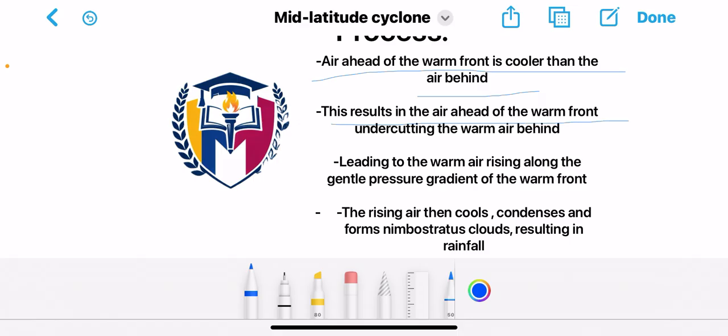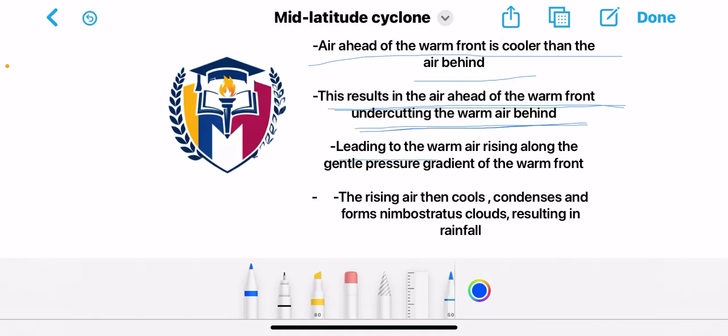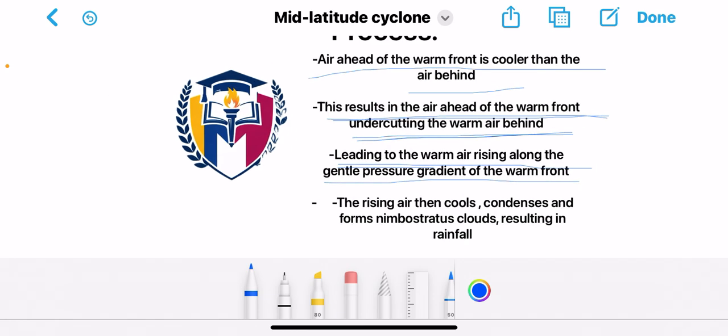This results in the air ahead of the warm front undercutting the warm air behind. Remember, the air ahead of the warm front is cool air. Now, I said whenever cold air meets with what? Warm air, the cold air will always undercut and the warm air will always be uplifted. That is why we say this results in the air ahead of the warm front undercutting the warm air what? Behind it, leading to the warm air rising along the gentle pressure gradient of the warm front.